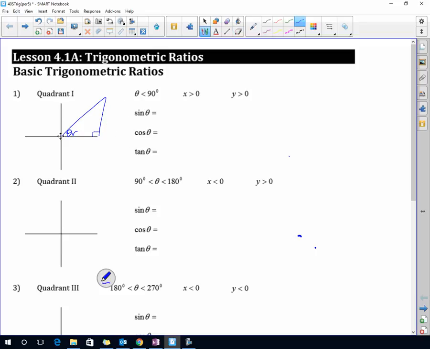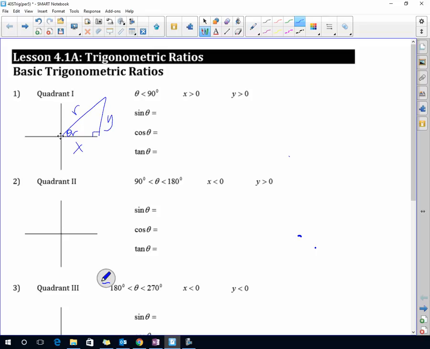Radius of the unit circle or a circle. So if you know your SOH CAH TOA, that way, whatever. Sine theta would be opposite over hypotenuse or y over r. They're both positive. R is always positive.